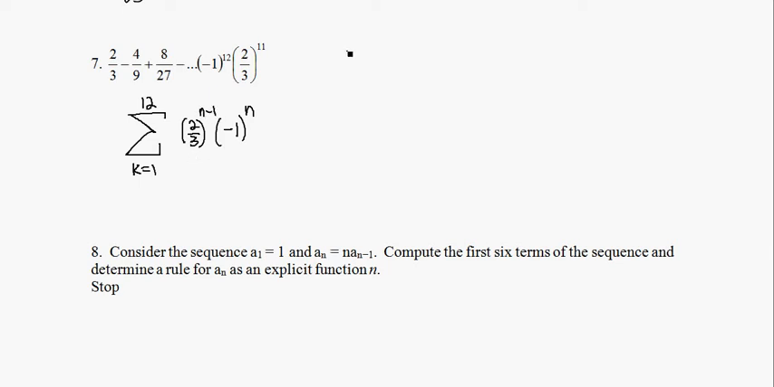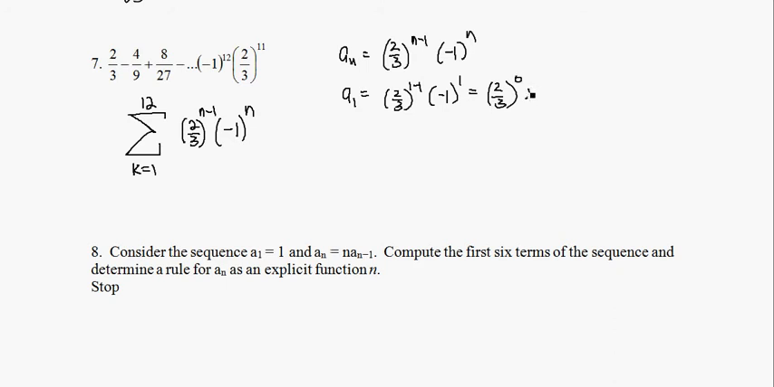Let's check it. So if a sub n is equal to 2/3 to the n minus 1, negative 1 to the n, a sub 1 would be equal to 2/3 to the 1 minus 1 times negative 1 to the 1. So that is equal to 2/3 to the 0 times negative 1 to the 1, which gives me negative 1, which doesn't give me 2/3. So it looks like my exponents here are messed up. So let's try a different set of exponents.